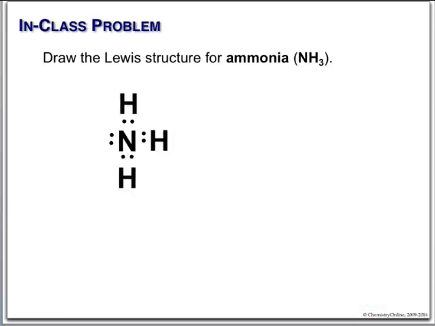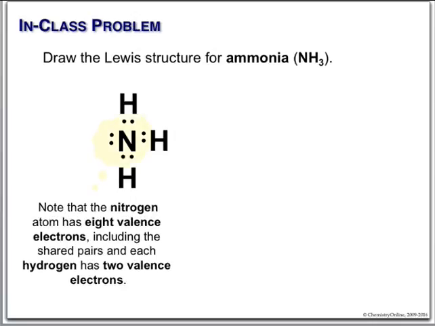So let's scooch everything together. When we do that, if you look at our nitrogen, how many electrons are around it? 8. We have satisfied the octet rule. And nitrogen is very happy. Now, how about hydrogen?